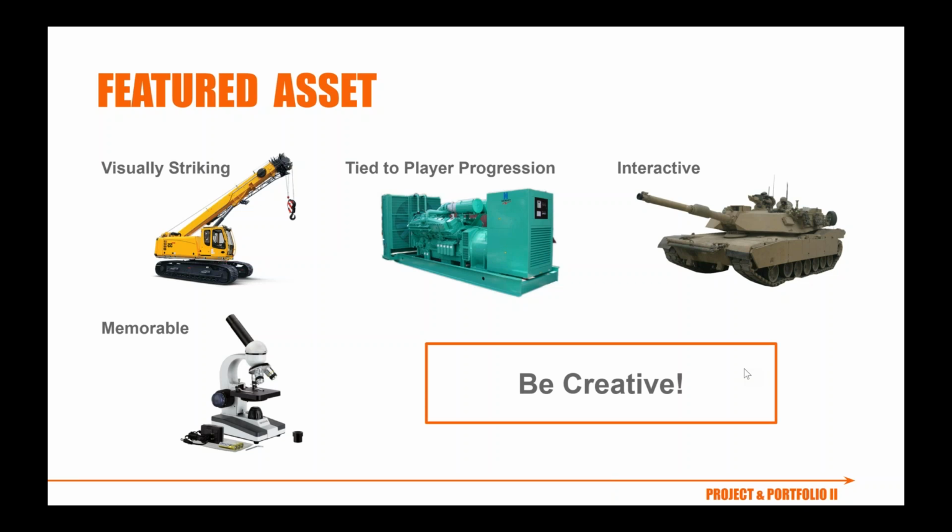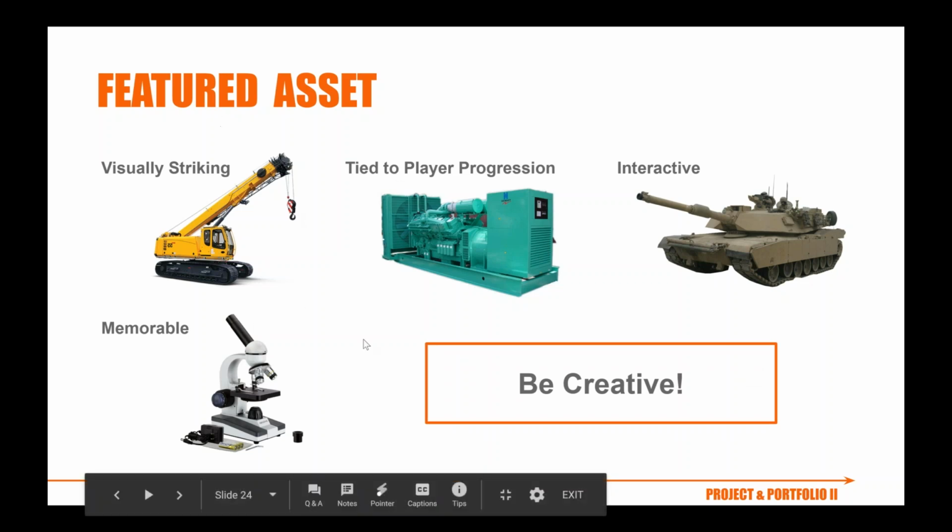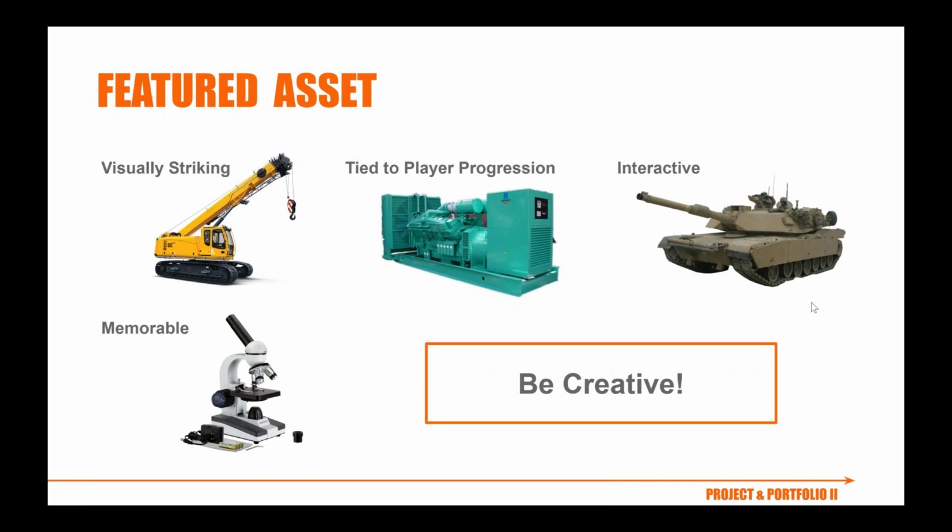And also think about something that's tied to your specific theme. So, if you're doing a construction yard or a junkyard, some type of construction equipment would fit naturally in that environment, right? If you're doing a military base, something like a tank or some type of military vehicle could fit well in that environment as well. So think about your theme and think about what type of objects would actually exist there and how you can use them in creative ways.